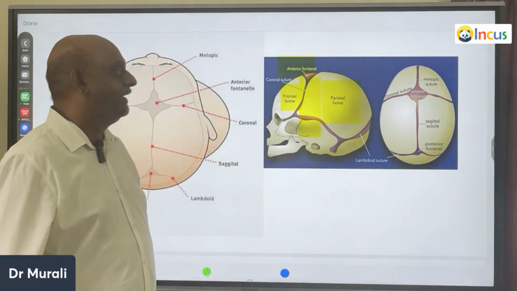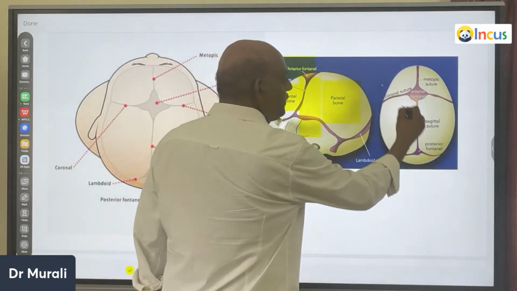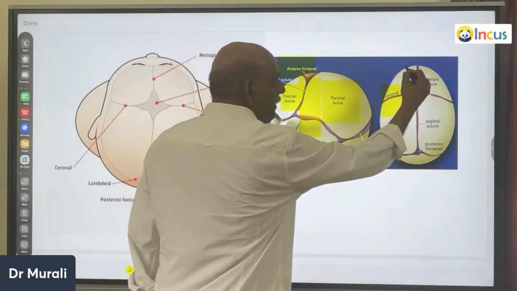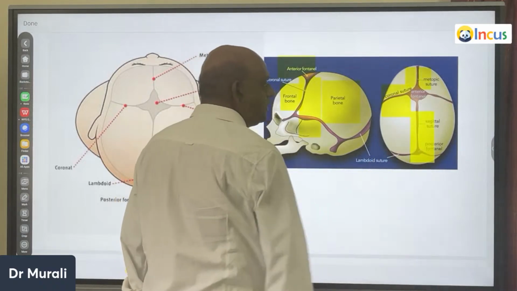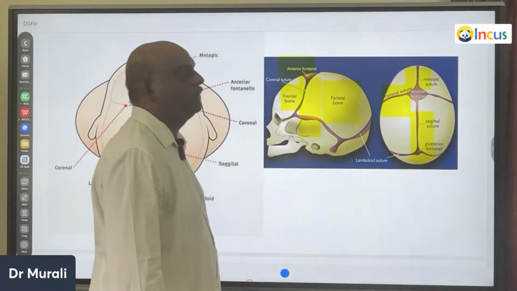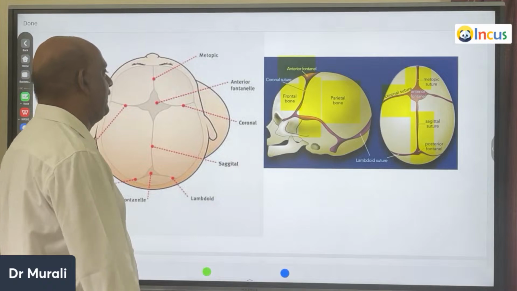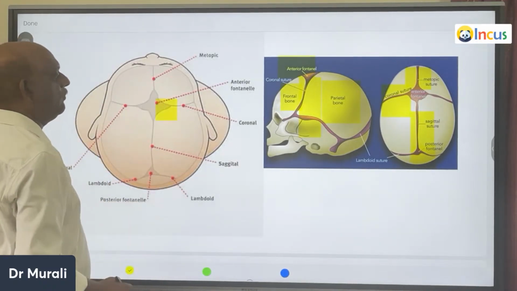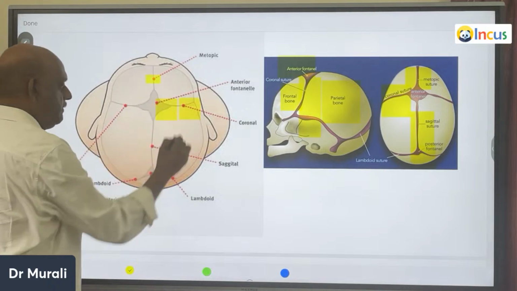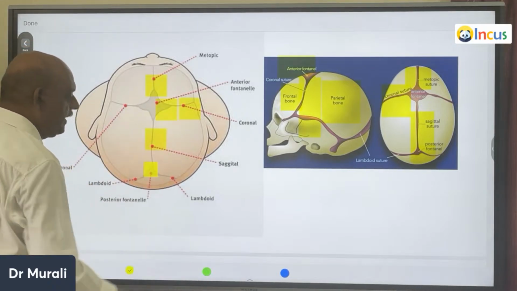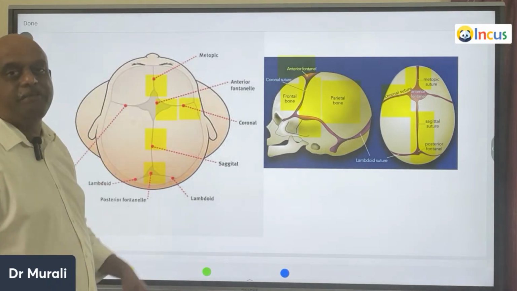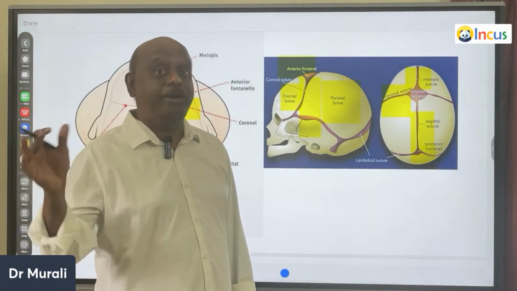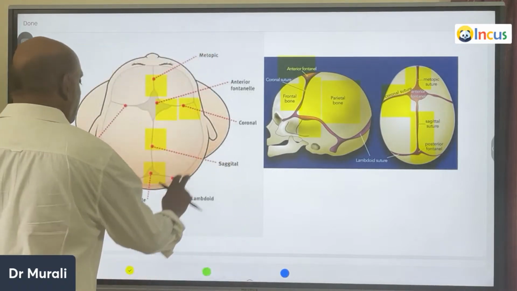Coronal suture. There is another way you can see this. This is the coronal suture, the metopic suture, this is the sagittal suture, and here you have the posterior fontanelle. Another way, in a bigger version, this is the anterior fontanelle, the coronal suture, metopic suture, sagittal suture, and in the posterior aspect, you have the lambdoid suture.